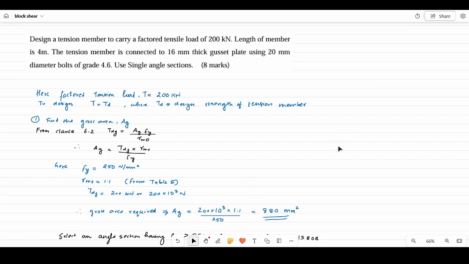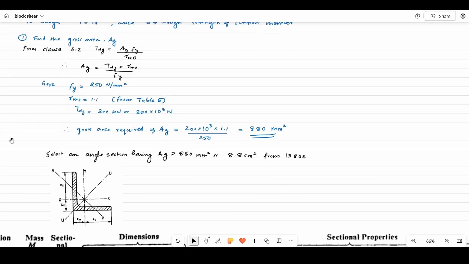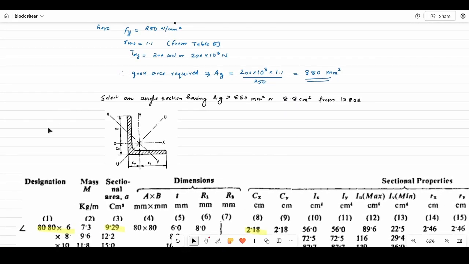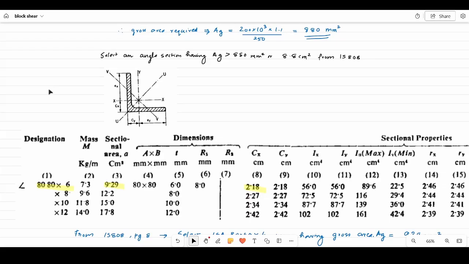So usually the angle sections are given in IS 808. When you go to IS 808, in page number 8 is given the equal angle sections, and if we look at angle 80 by 80 by 6, it is having a sectional area of 9.29 centimeter square, which is equal to 929 millimeter square. It is greater than 880. And it is also having a Cx value. Here we can see this is our Cx value, this distance. So usually at the centroid level only we will be placing our bolted connection.